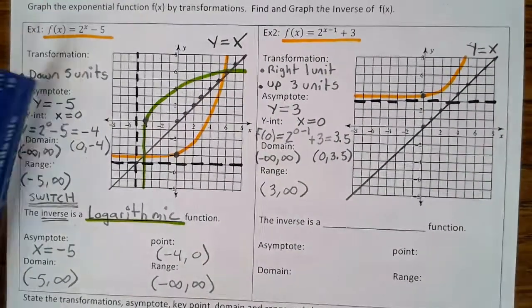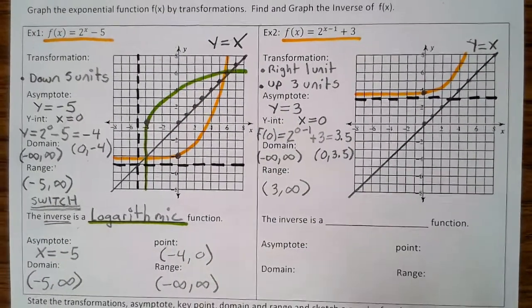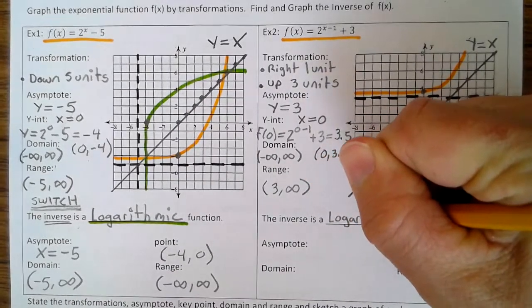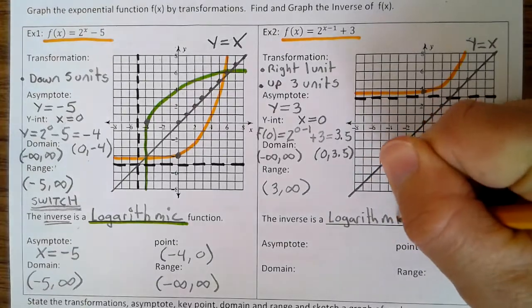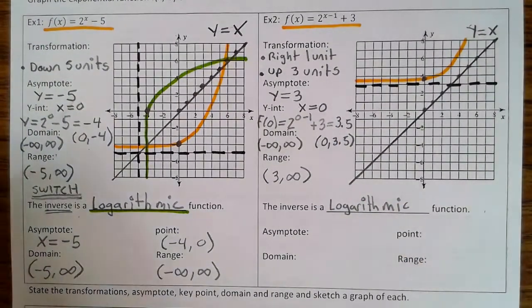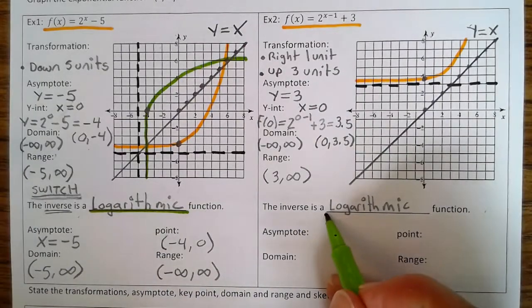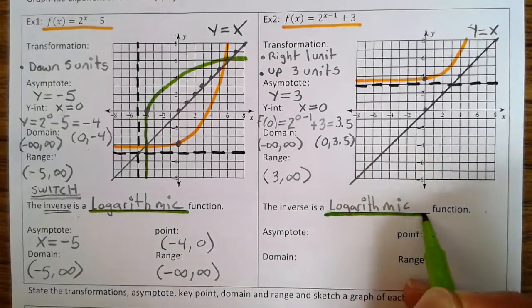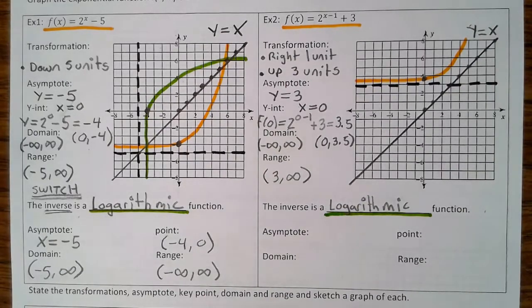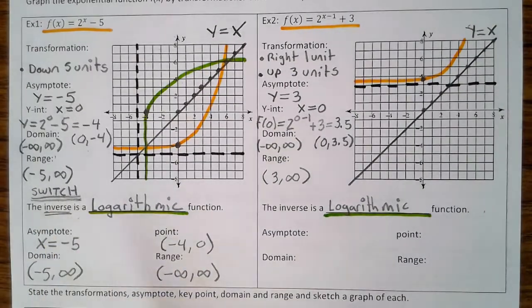So now let's get into the inverse. Well, we know the inverse of an exponential is a logarithmic function. Okay, and we're going to graph the inverse in green. Now again, the keyword is switch. The keyword is switch, so we're going to switch.